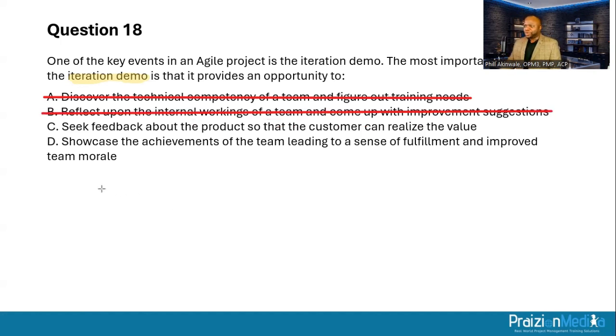Let's take a look at D. Showcase the achievements of the team, leading to a sense of fulfillment and improve team morale. Now, while this could be a byproduct, this is not the main goal. It is not an opportunity to showcase achievements. Instead, it is more about understanding the customer's perspective, feedback. So the best answer is not D, my friends. It is C. Seek feedback about the product so that the customer can realize the value. That is the main thing, okay?